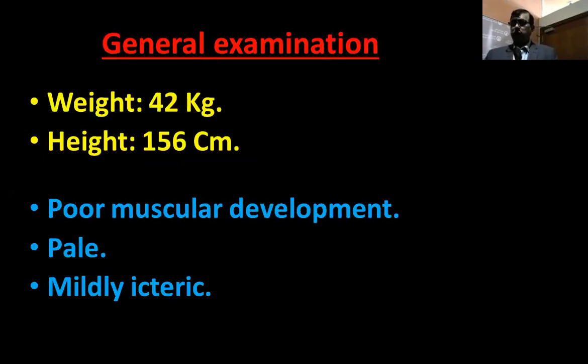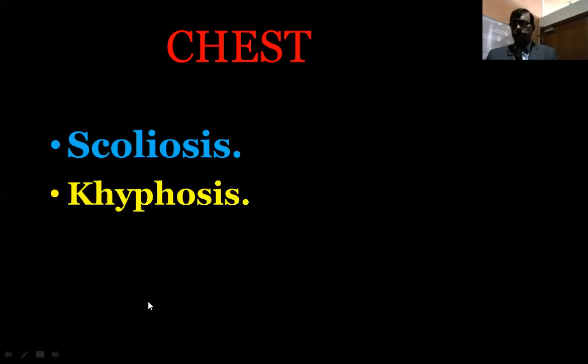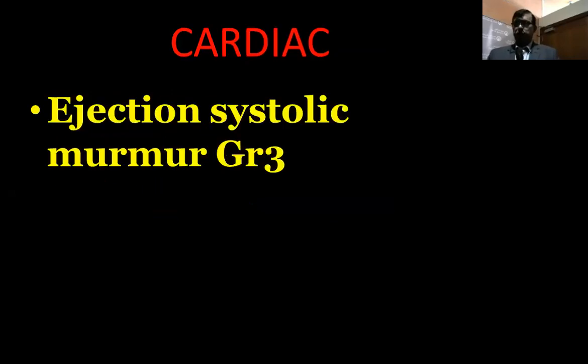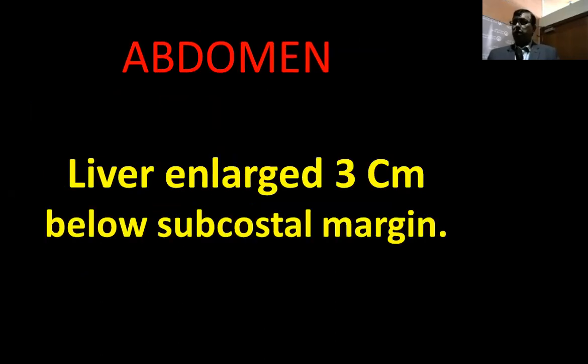Her weight, she's 35, was 42 kilograms. She was ill-looking. Height is 156 centimeters, poorly muscular, a petite lady, pale with slight jaundice. She had scoliosis and kyphosis. She had a grade 3 ejection systolic murmur because of her hemodynamic state. Her liver was enlarged 3 centimeters below the subcostal margin. Of course, her spleen was removed; otherwise, if the spleen was there, you would also feel it below the subcostal margin.